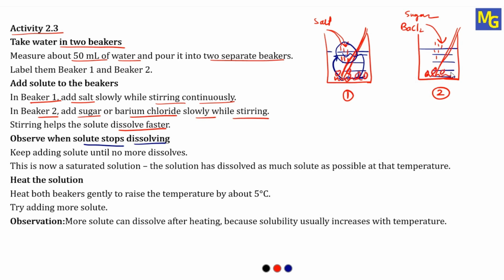And this stage is called a saturated solution. So we have to reach that saturated solution. Until you see that solute is present in these beakers, you have to go on adding salt in beaker 1 and sugar in beaker 2 and continuously stir. So observe when solute stops dissolving, meaning keep adding solute until no more dissolves.